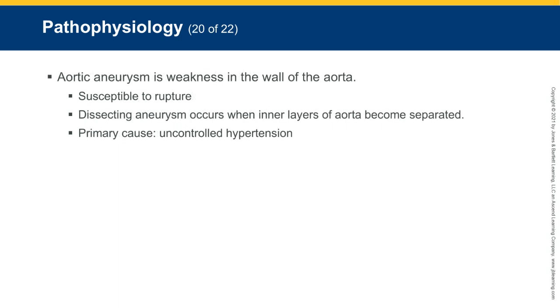An aortic aneurysm occurs when the wall of the aorta weakens, increasing the risk of rupture. A dissecting aneurysm happens when the layers of the aortic wall separate, often due to uncontrolled hypertension.